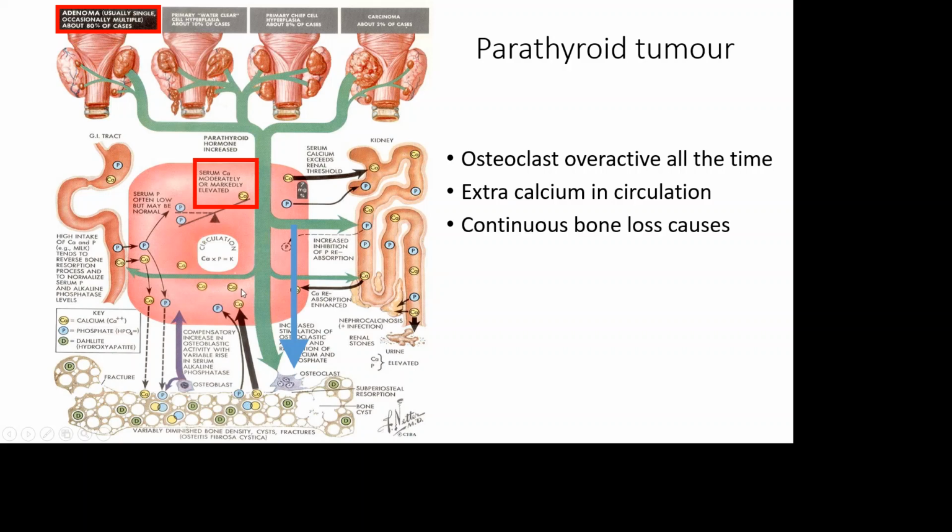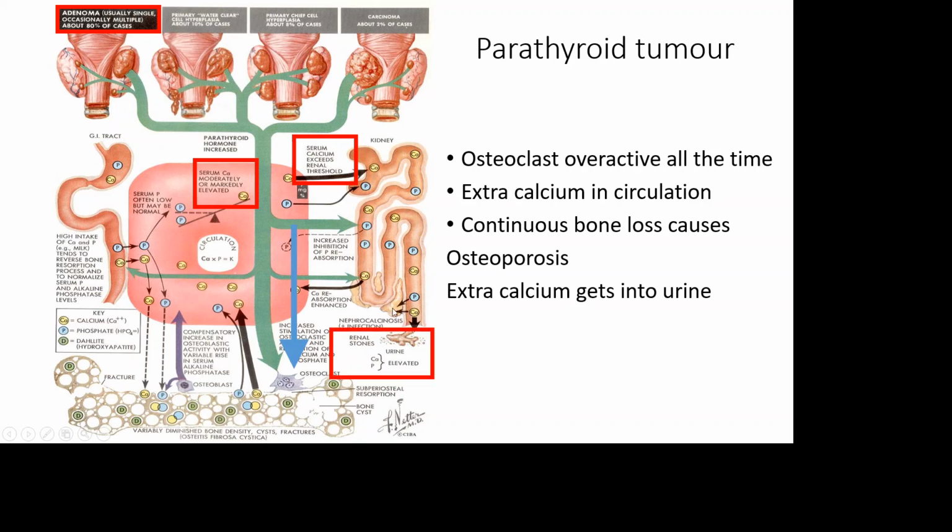Now the problem is that these osteoclasts will continue to cause bone loss, and eventually you will get osteoporosis after some years of primary hyperparathyroidism. The other problem is that the very high calcium will exceed the renal threshold, and you'll therefore not be able to resorb enough calcium. There'll be lots of calcium in the urine, and of course, because calcium is a source of stones, you'll end up with kidney stones as well as osteoporosis.